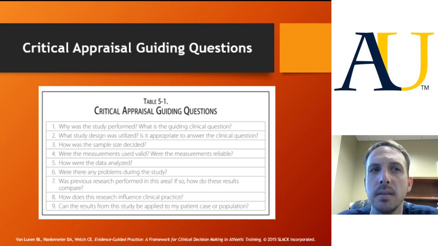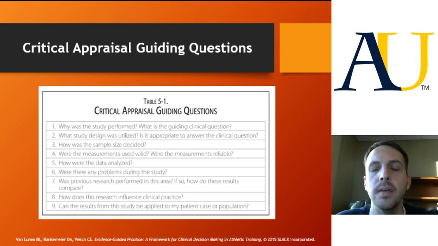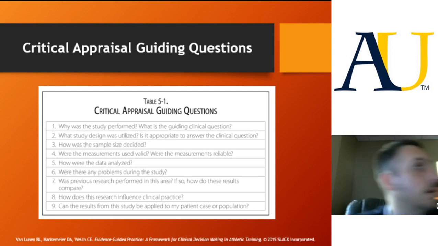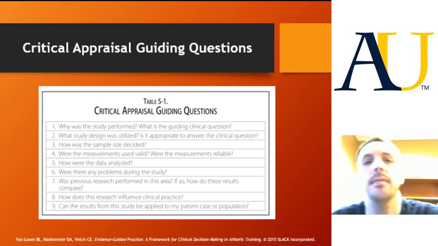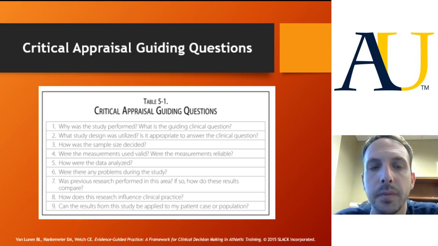Number 8 is, how does this research influence clinical practice? We can see from that question that the point very much is to take this research and put it into practice. Now, the ability of research to influence clinical practice can be multifaceted.